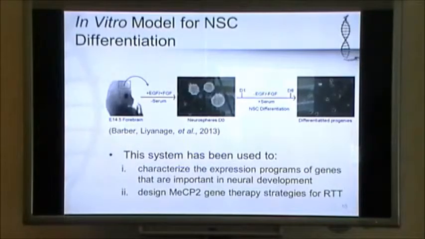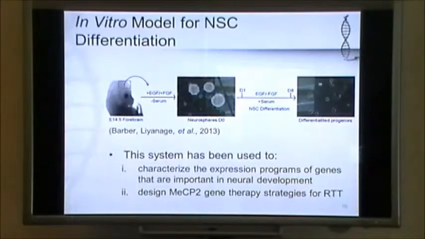MECP2 is a relatively well-studied protein, though not much is known about its role in neural stem cell differentiation. So here we have the in vitro model we're using for neural stem cell differentiation. Embryonic NSCs are isolated from the E14.5 brain and cultured. When these cells are cultured in vitro, they will aggregate together to form these balls of undifferentiated self-renewing cells called neurospheres. Take this as time point day 0.